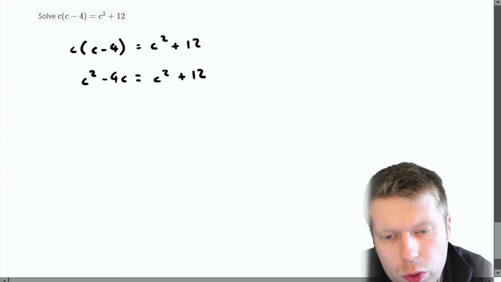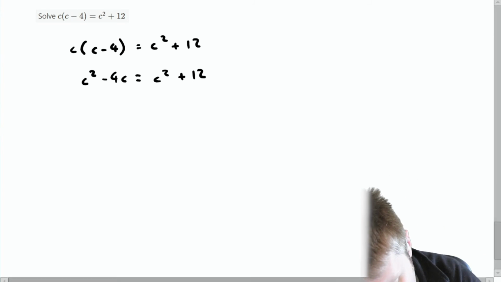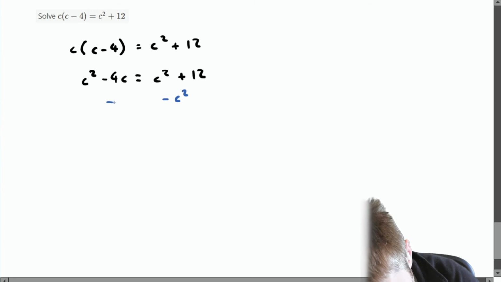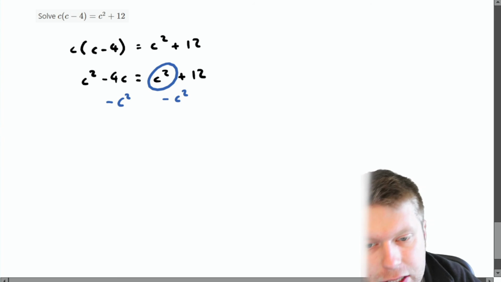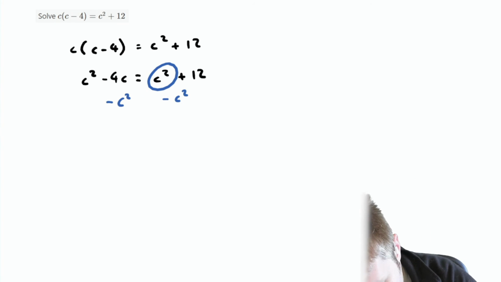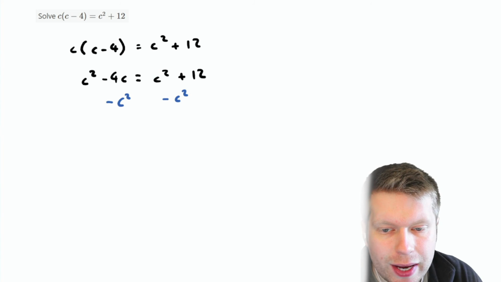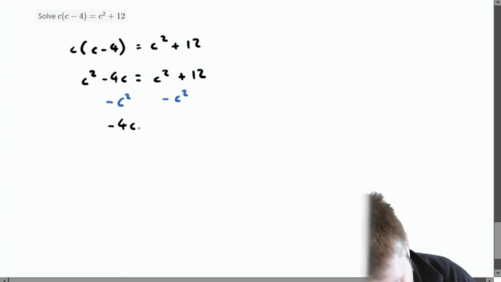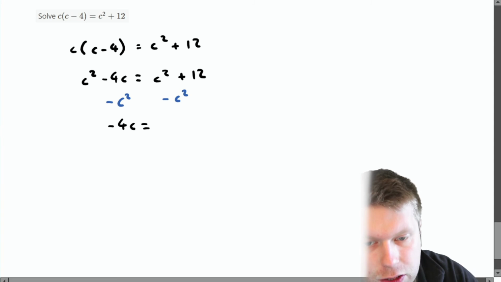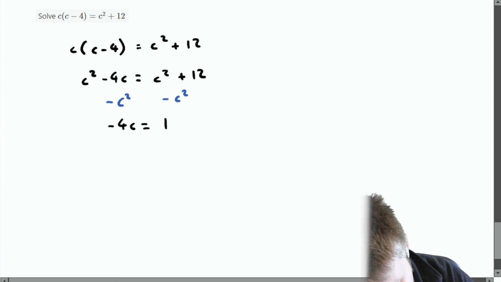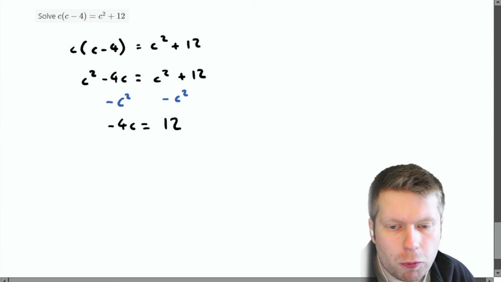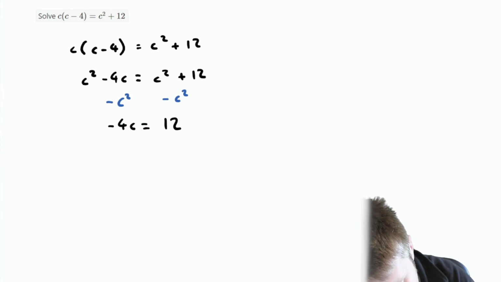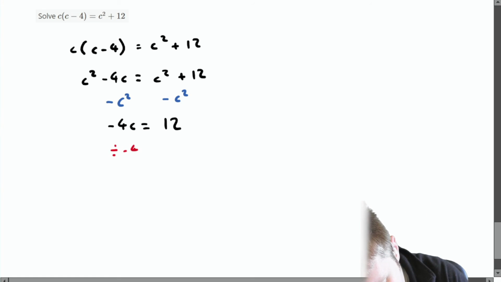Next, I want to get all the c's on the same side. So what I'm actually going to do here is take away c squared from both sides. I'm going to get rid of the c squared from this side and chuck it on the other side, okay? Well, if you notice, c squared take away c squared is just going to give me 0. So I'll just end up with negative 4c on the left, and c squared take away c squared, that's 0, just going to give me 12 on this side. Now, if I want to just get c on its own, what I need to do here is divide by negative 4.